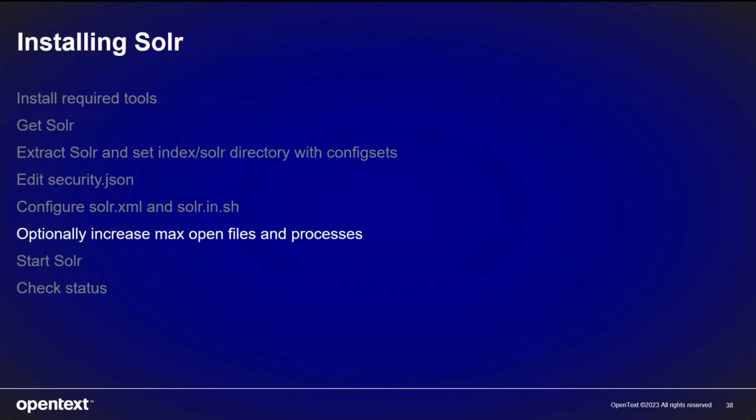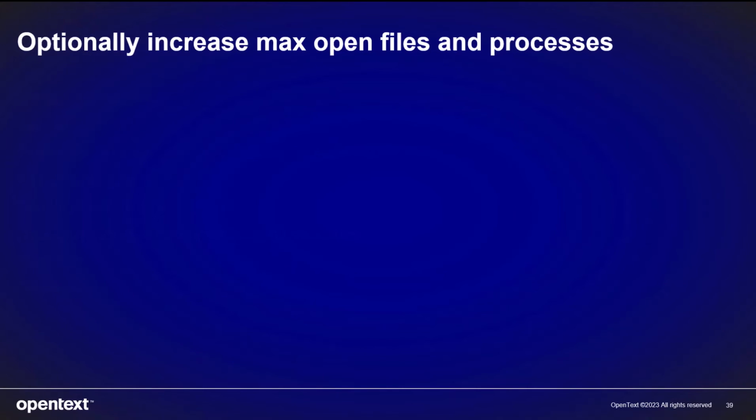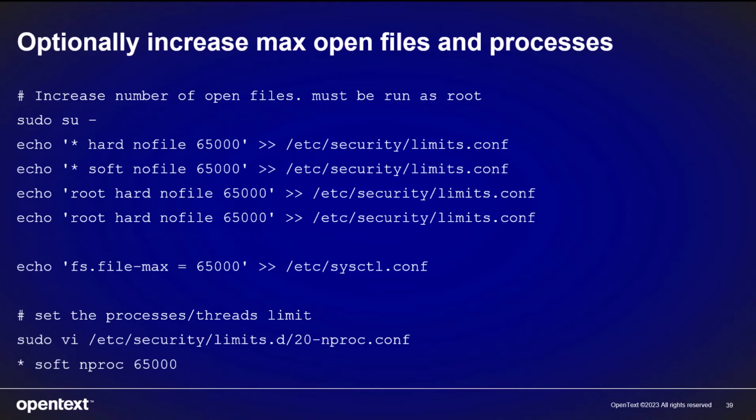We can optionally increase the max open files and processes. When starting Solr, you may encounter numerous warnings regarding file system limitations, specifically concerning files and process limits. However, you can address this by increasing these limits. Solr still can function adequately with the default limits in some cases, unless you're operating in a significantly large environment.